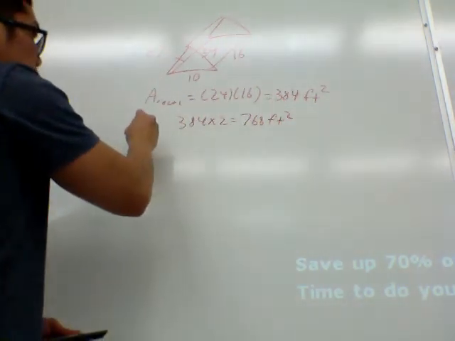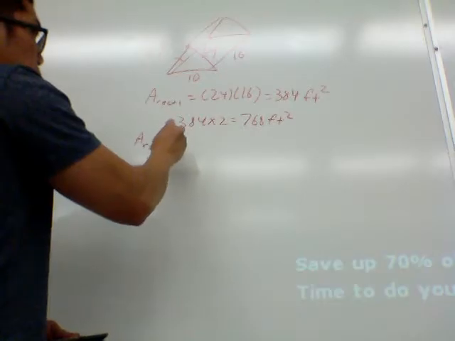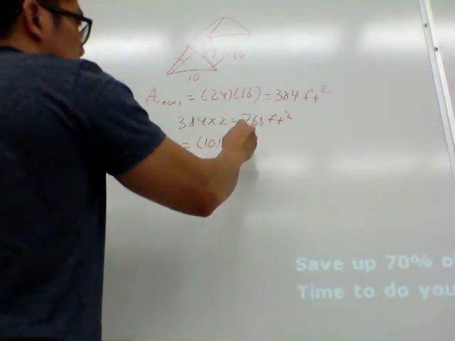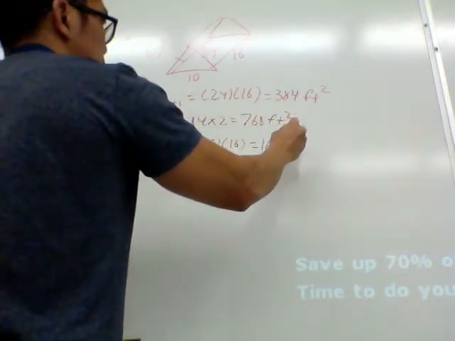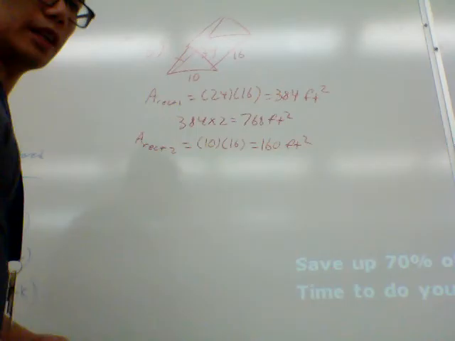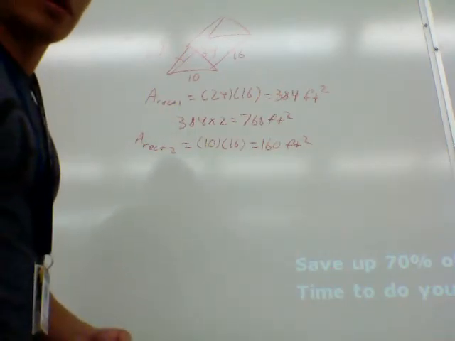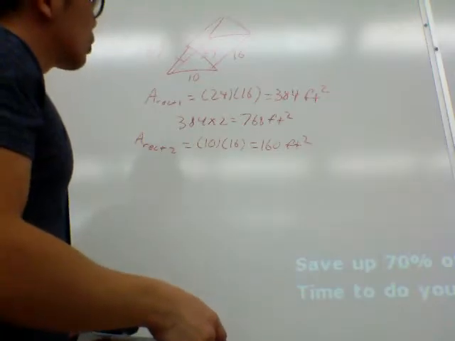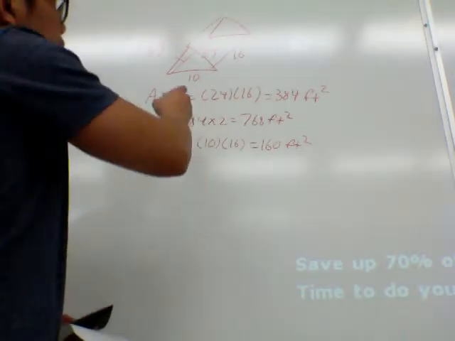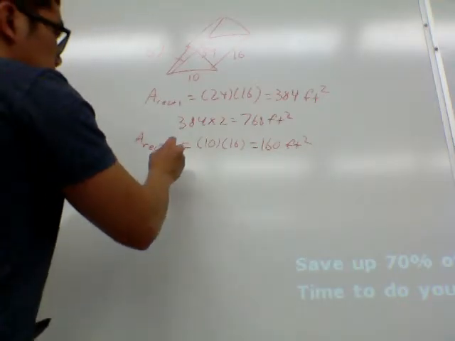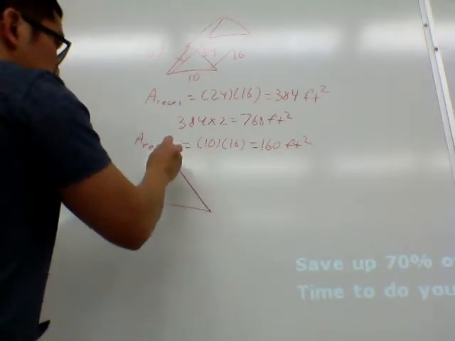The area of rectangle 2, which is on the bottom, is going to be 10 times 16, and that is 160 feet squared. And then I have to find the area of the triangle. Okay. However, right now, as it is, I do not have the height of the triangle. So remember, how do I find the height of the triangle? Well, I'll draw it in.